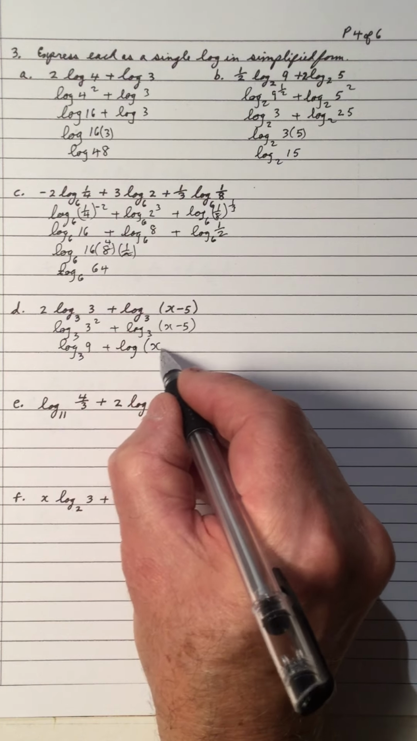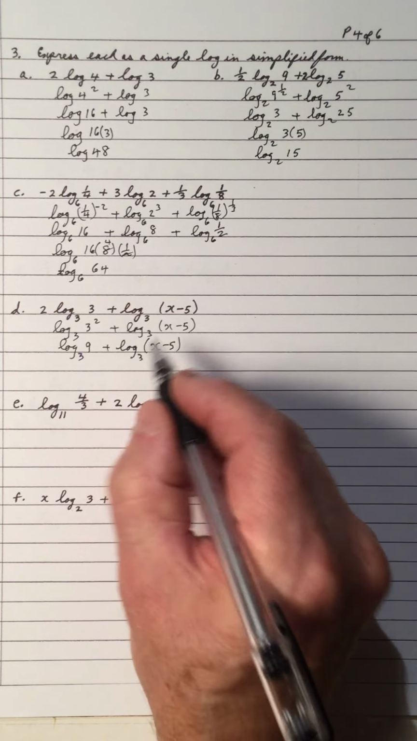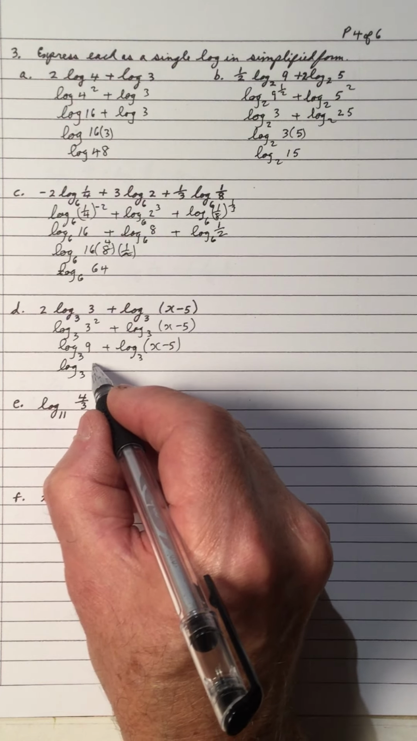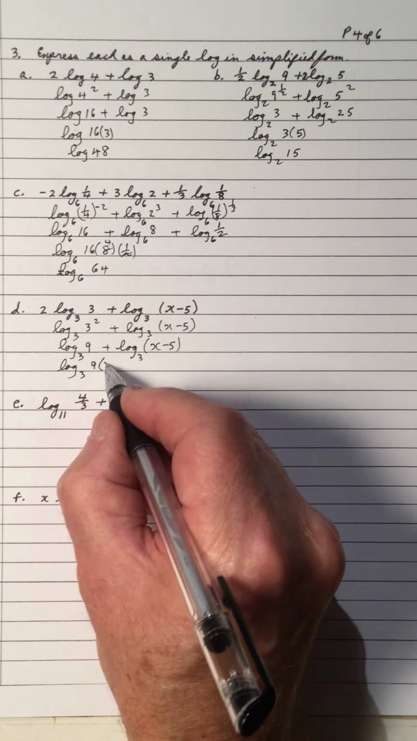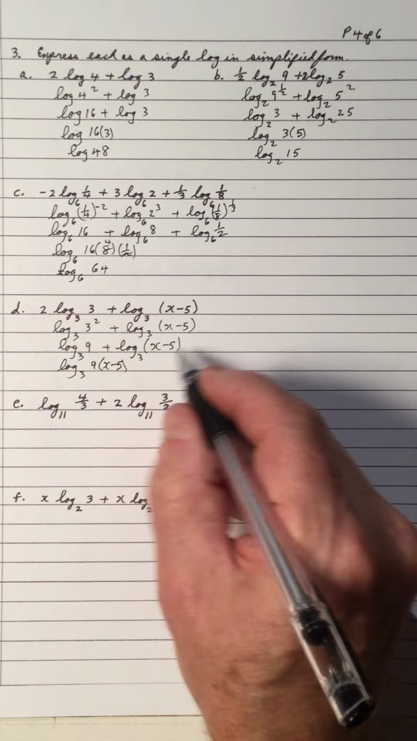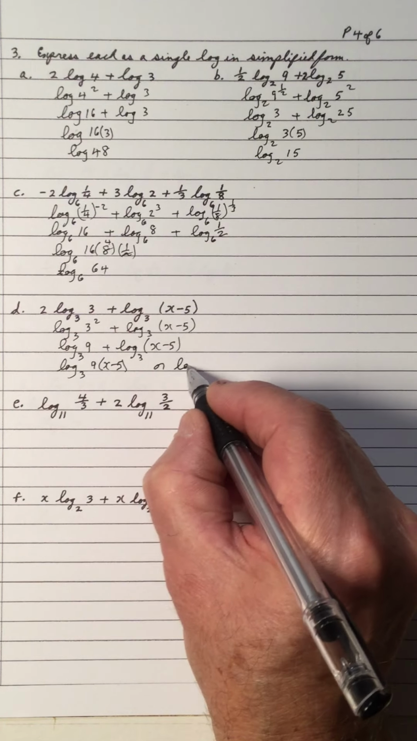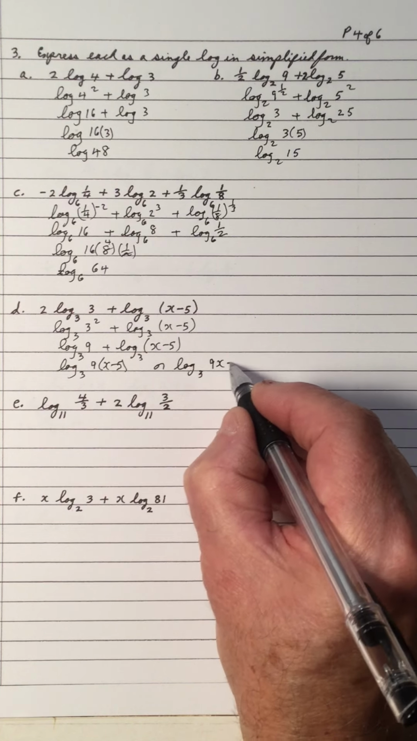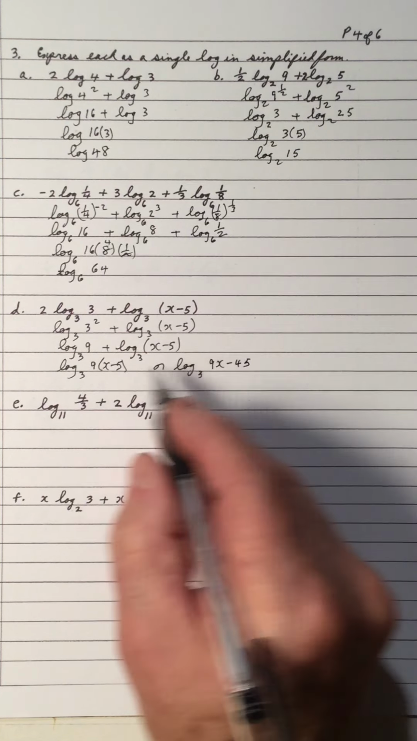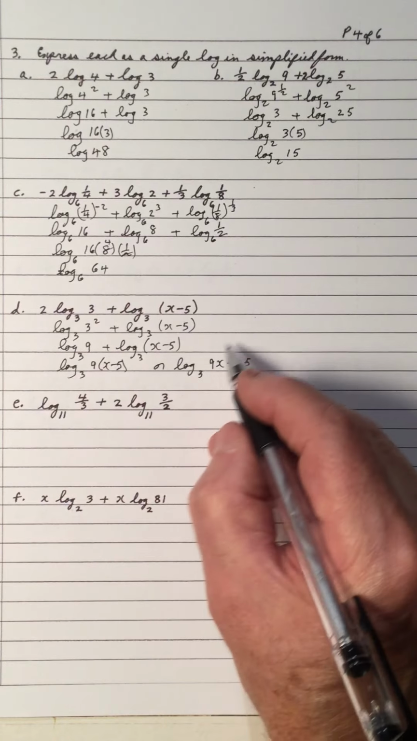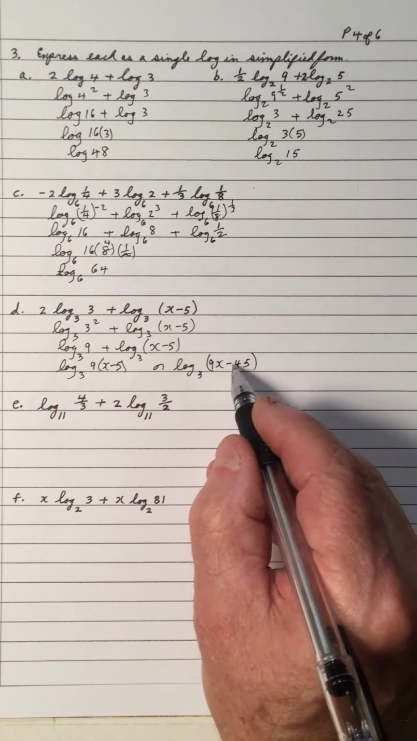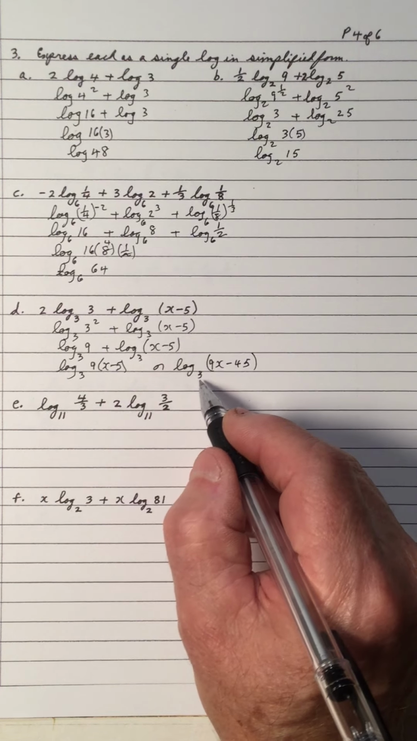That's the log of x minus 5 base 3. And the sum of 2 logs is the log of the product. So this is 9 times x minus 5, or you could have the log of 9 times x is 9x, 9 times 5 is 45. But again, I could leave it like this, but if I do it like this, I have to put this in brackets because this whole expression is to the base of 3.